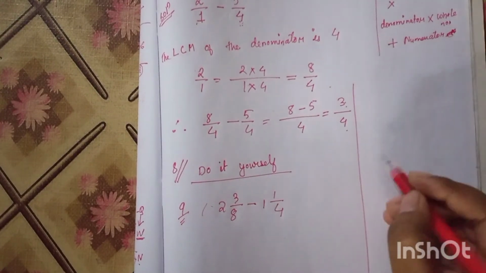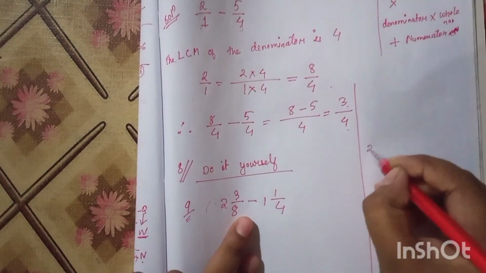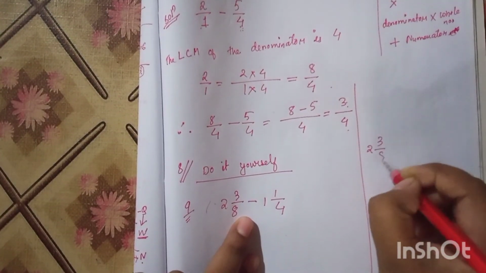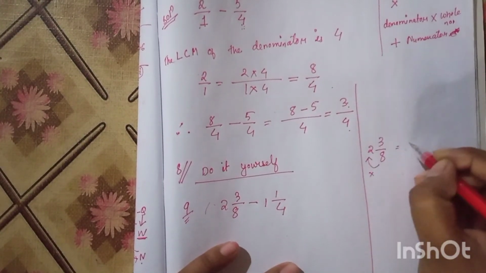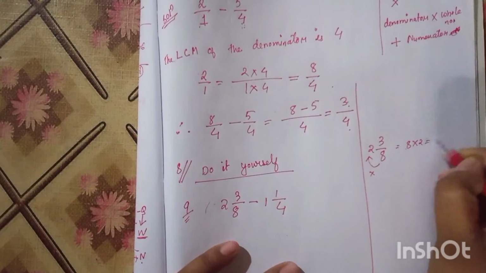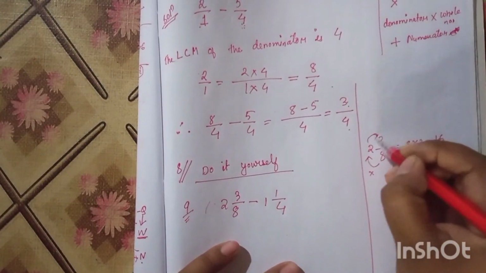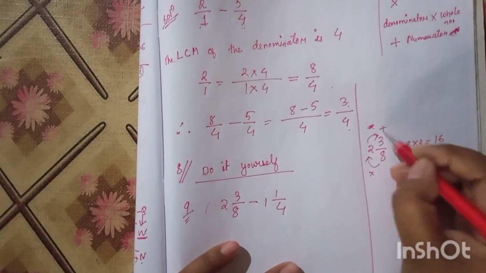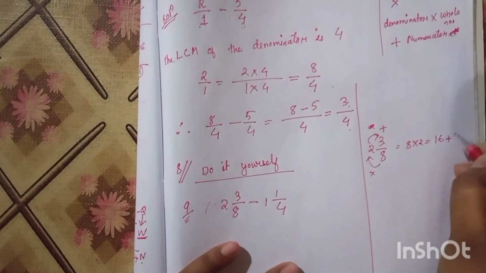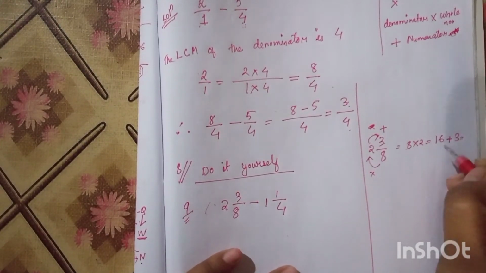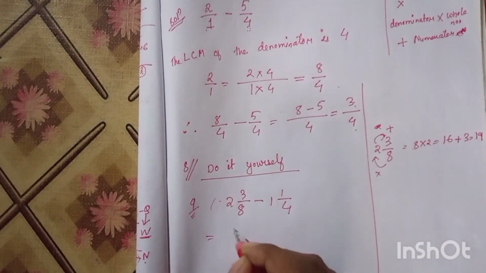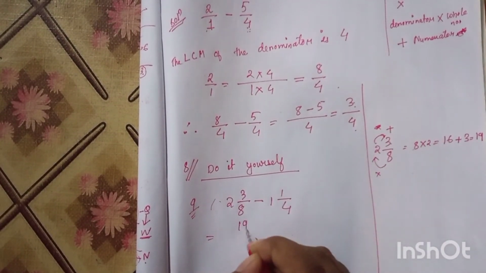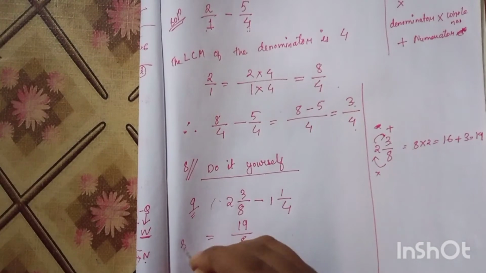That is very easy. So you can see here 2, 3, 8. First of all we need to multiply these two. So 8 2s are 16. After that we need to add the numerator, plus 3 is equal to 19. Understood? So this becomes 19 by 8.